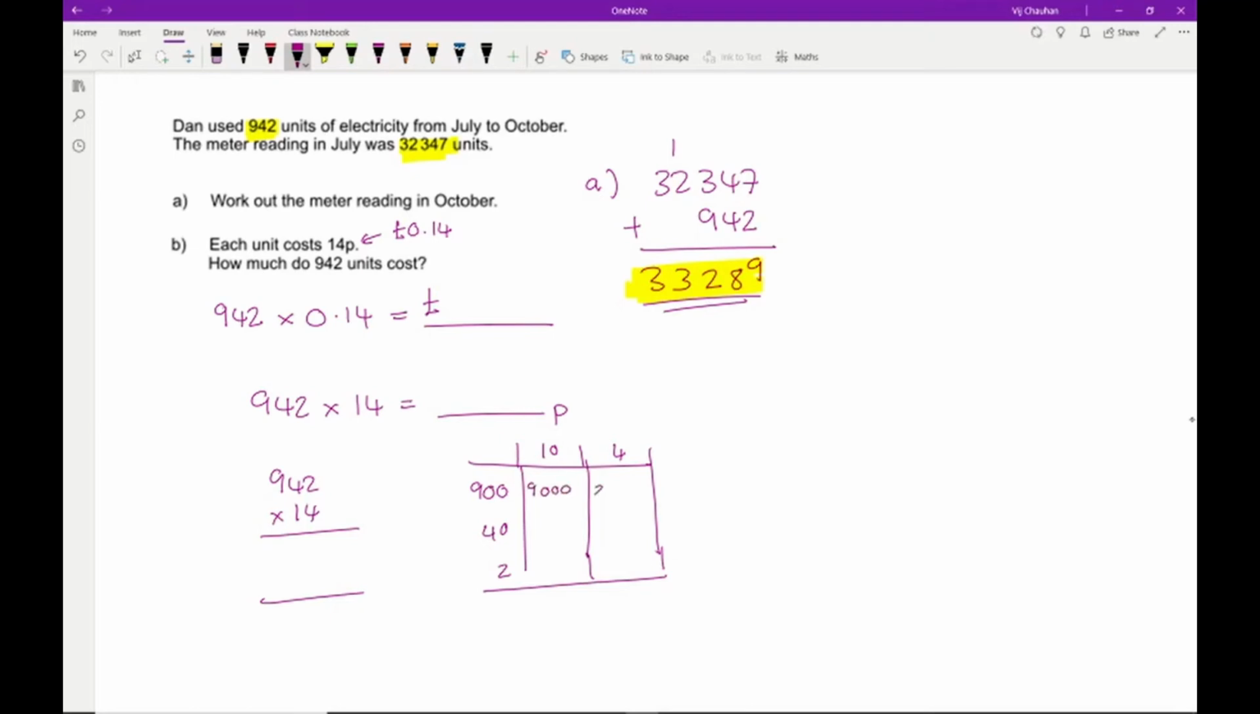Going through this, I've got 9 and 3 zeros, 36 with 2 zeros, 4 with 2 zeros, 16 with 1 zero, 20 and 8. Here I've got 4 times 2, which is 8, 4 times 4, which is 16, and 9 times 4, which is 36, so it becomes 37. Add a 0, and I've got 2, 4, 9. Then add them all up, and I should get the exact same answer. Let's quickly work that out, whichever method you prefer.